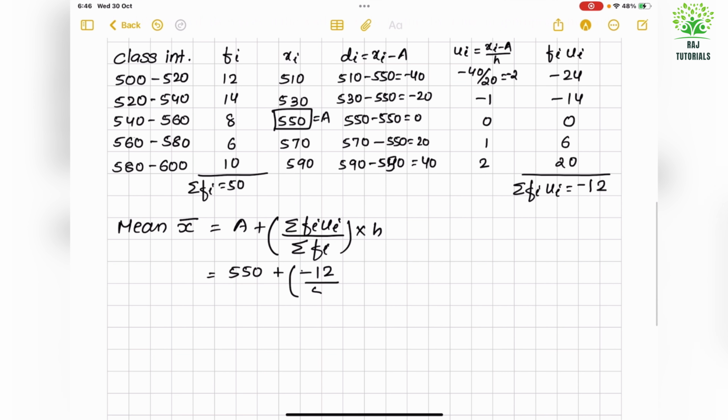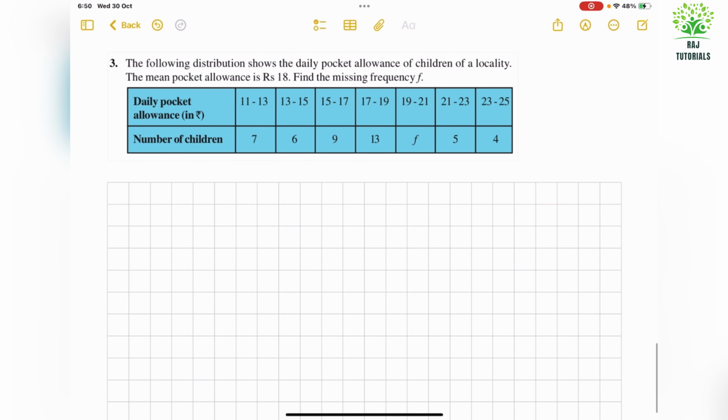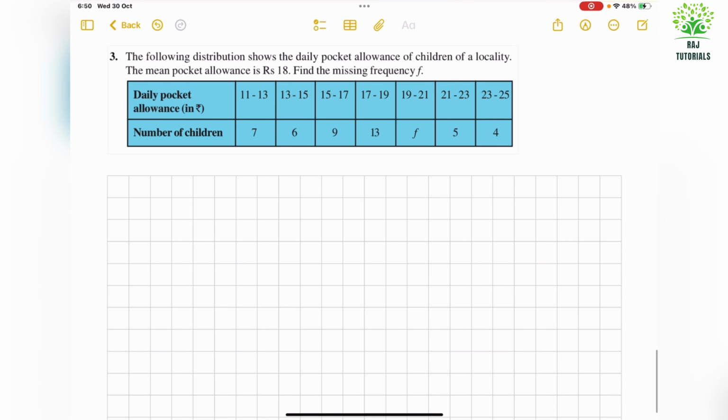upon 50 into 20. So 0, 0 cancel. So this became my 550 minus 12 into 2 by 5. So 24 divided by 2, if I do, that is coming as 4.8. So my actual answer will be 545.2.